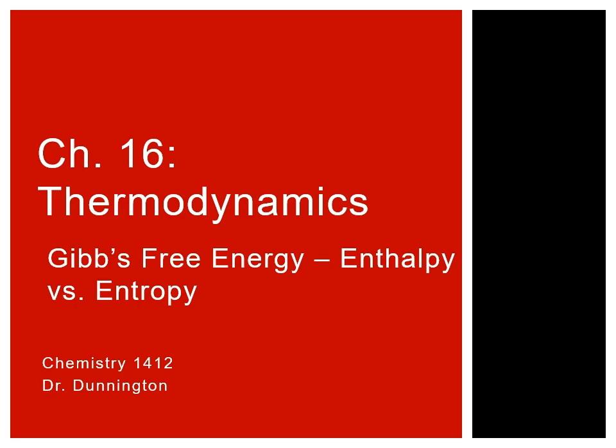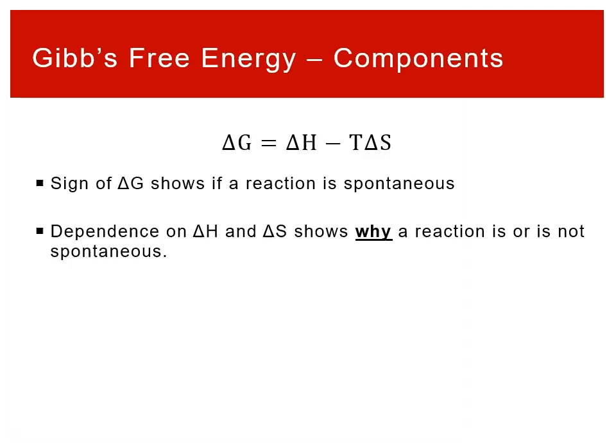Now we want to look at the parts of Gibbs free energy and see how they affect why something is spontaneous. So if we only want to know, is a reaction spontaneous, we only need to figure out the sign of delta G. Positive delta G is not a spontaneous reaction. Negative delta G is spontaneous.